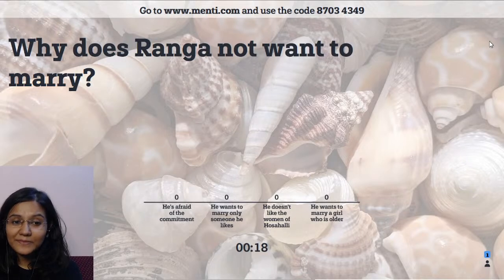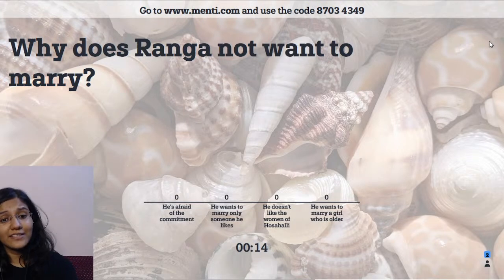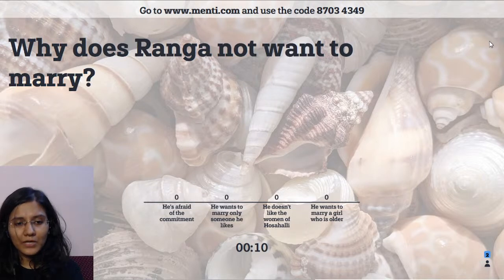Is he afraid of the commitment? Does he only want to marry someone he likes? Does he just not like the women that he's met? Or does he want to marry a girl who's older? If there are multiple options that you think are correct, you can pick all of them.